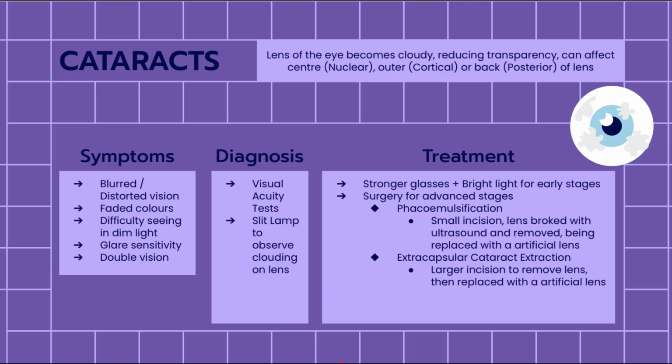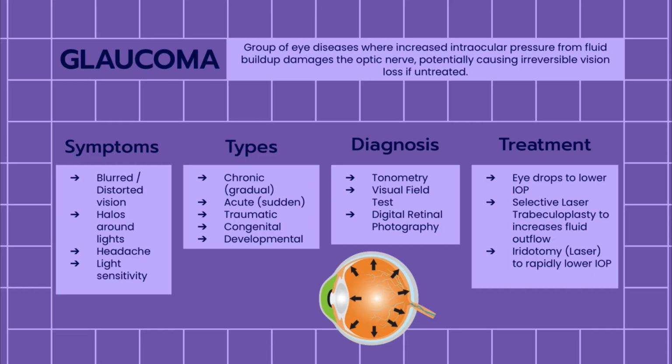We also have extracapsular cataract extraction, which is a larger incision, but still removes the lens and replaces it with an artificial lens. And then there's glaucoma. This is a group of eye diseases where increased intraocular pressure from fluid buildup damages the optic nerve, potentially causing irreversible vision loss if untreated.